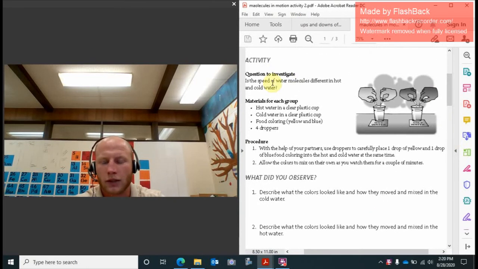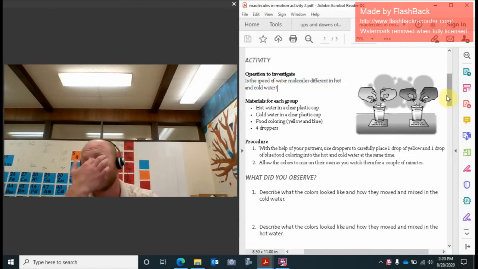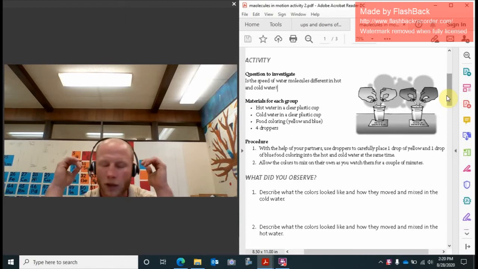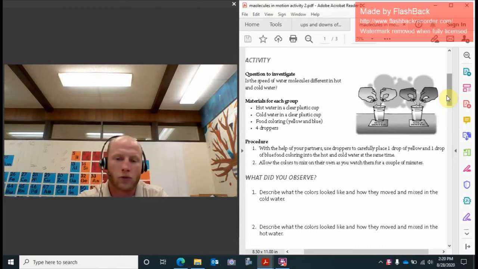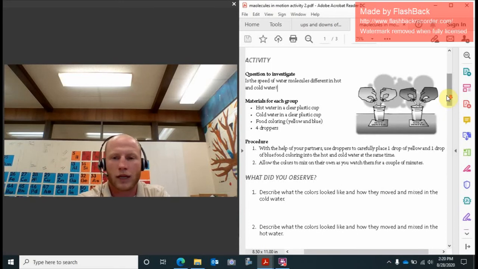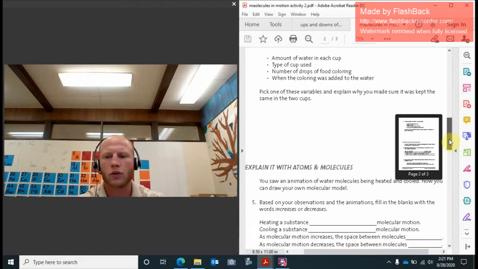The question to investigate on this lab, which is important, is: is the speed of the water molecules different in hot and cold water? And yes, most certainly they are. We know that in hot water, molecules move faster than in cold water. This doesn't only apply with water, it applies with all kinds of matter. So the more heat, or if you want to substitute the word heat for energy, the more energy we give a substance, the particles are more energized, therefore they move faster. And as we go on with this lab, not only do they move faster, they also move farther apart.